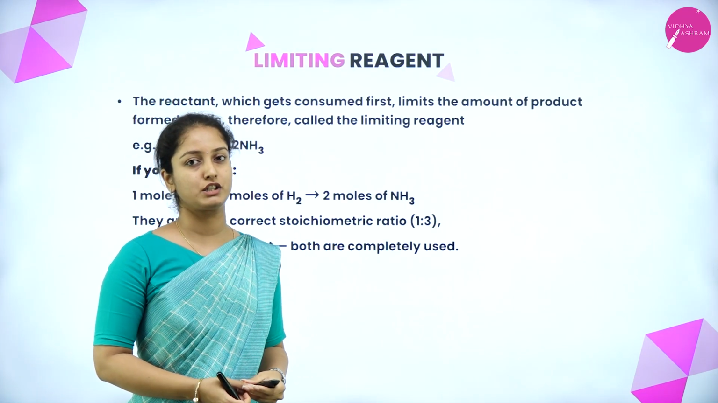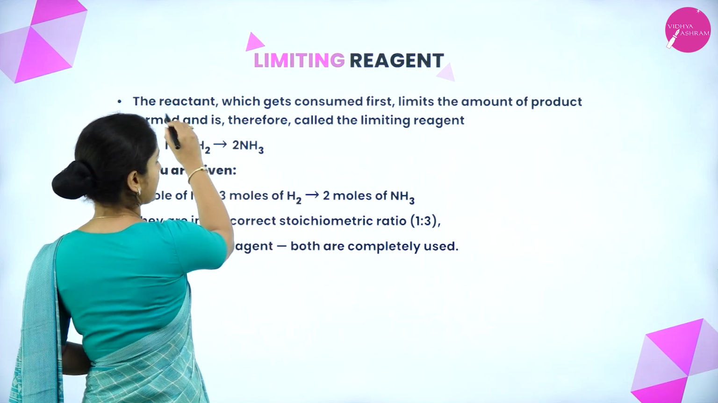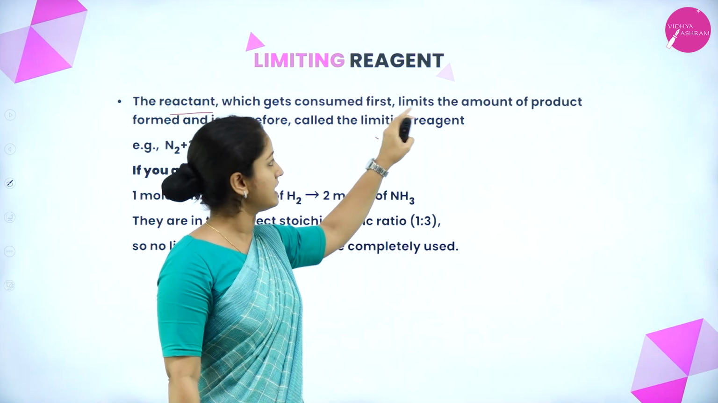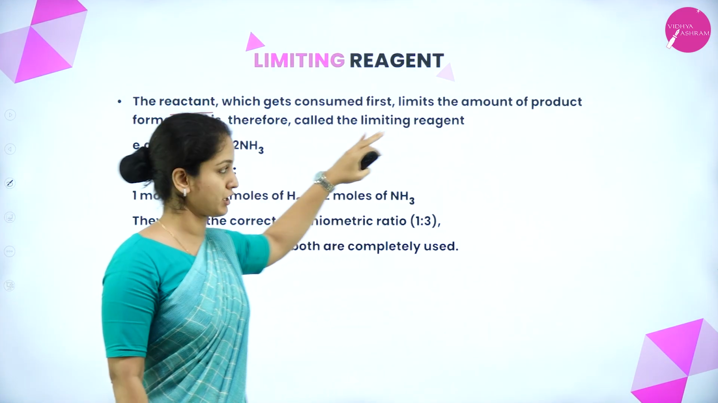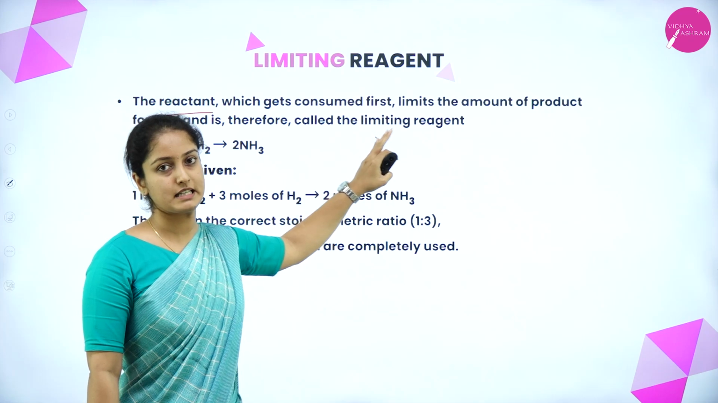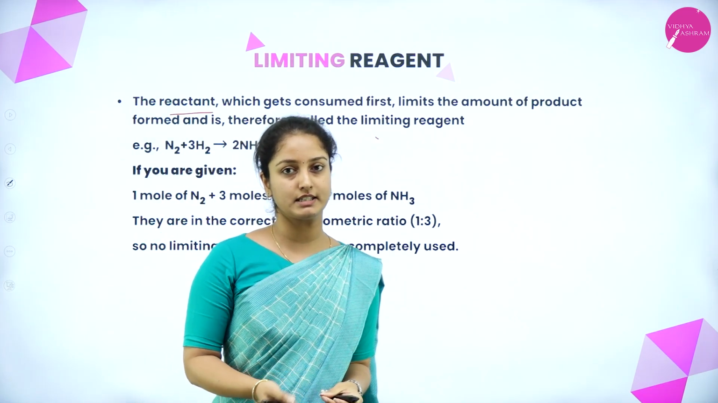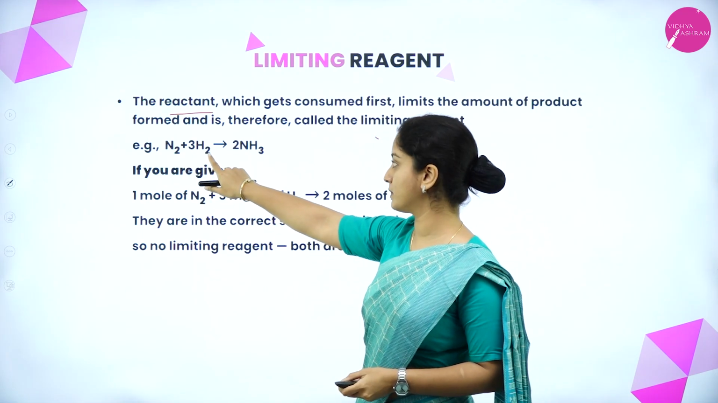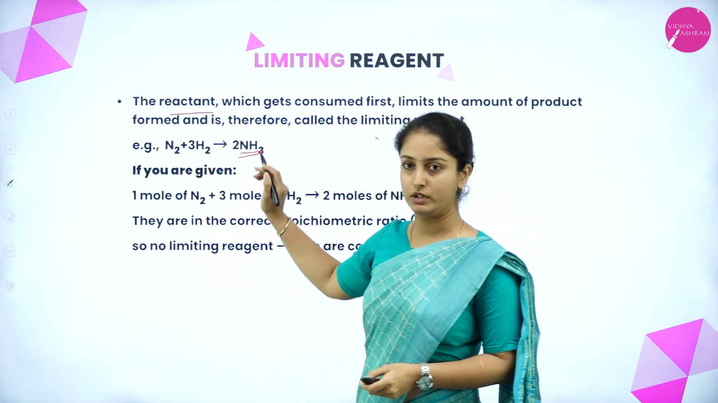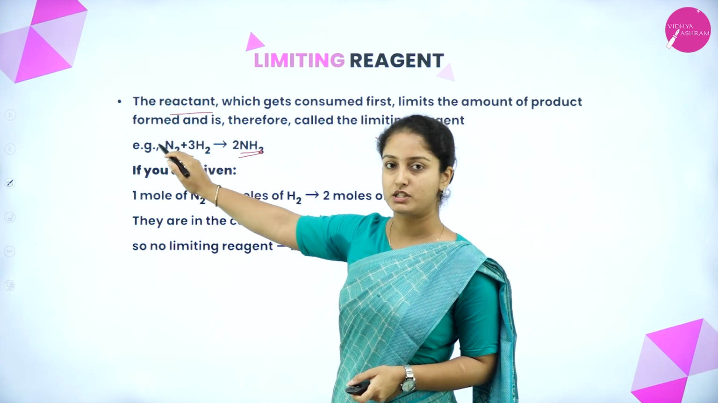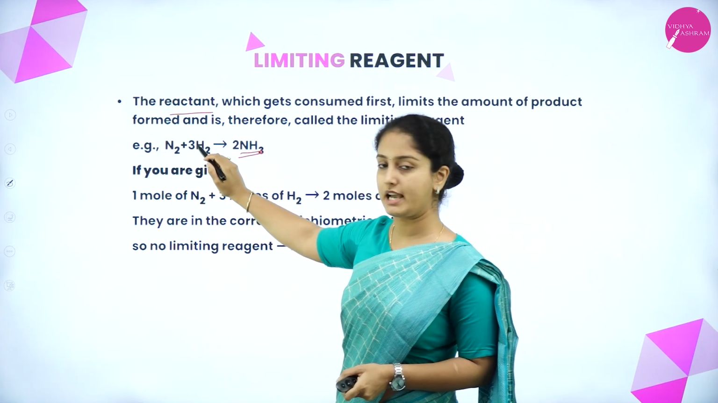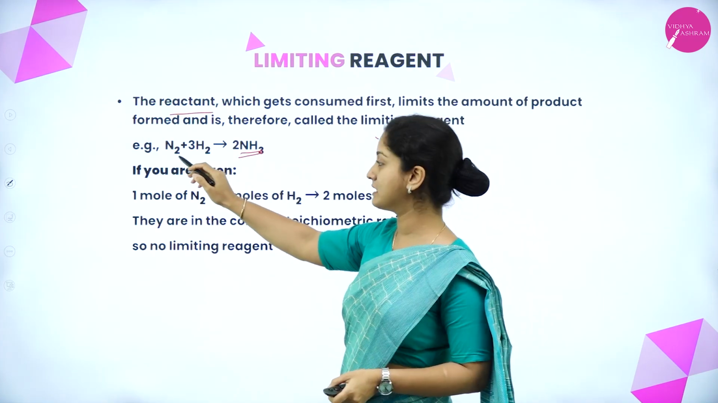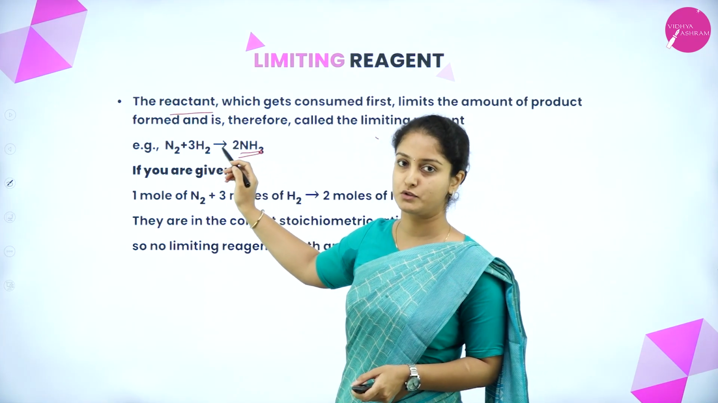What is limiting reagent? It is the reactant which gets consumed first or limits the amount of product in the reaction and therefore it is called as limiting reagent. We shall understand this concept by using an example, that is nitrogen when it reacts with hydrogen gives ammonia, with the balanced equation, that is 1 mole of nitrogen reacts with 3 moles of hydrogen and gives 2 moles of ammonia. So this balanced equation is expressed in terms of mole.